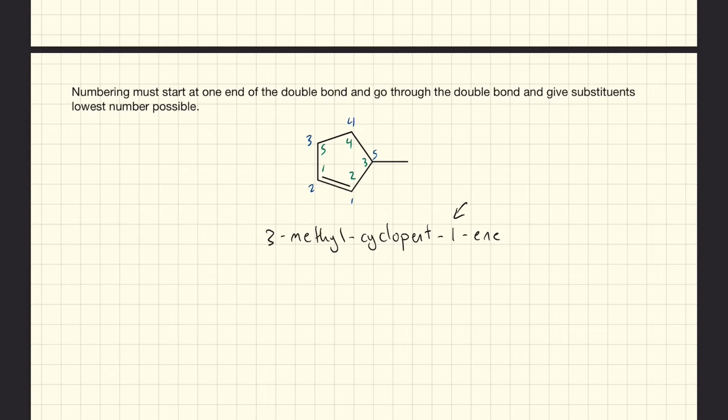Okay? So what if I do this one, where I have 2 double bonds and a methyl group? Okay? So numbering could go 1, 2, 3, 4, 5, 6, or 1, 2, 3, 4, 5, 6. Okay, we have to go through the double bonds first. The double bonds take the priority. So we can't go like 1, 2, 3 because we need to go through the double bonds first.